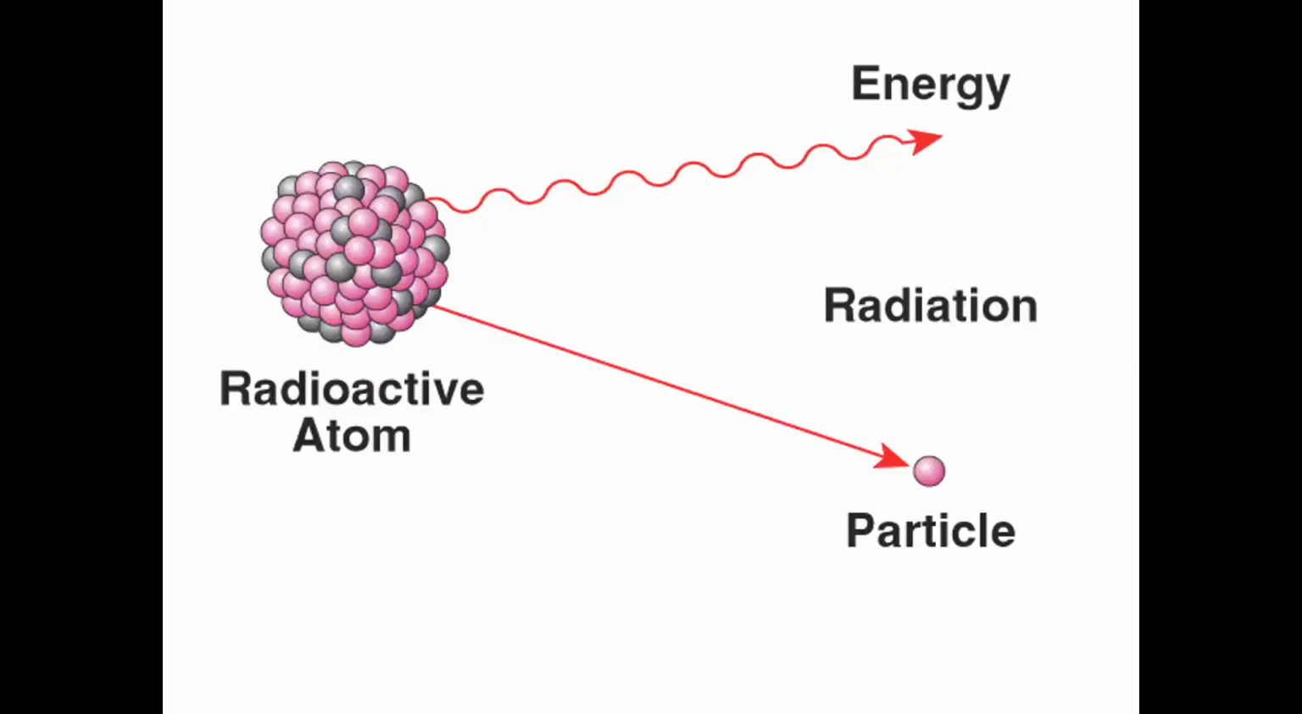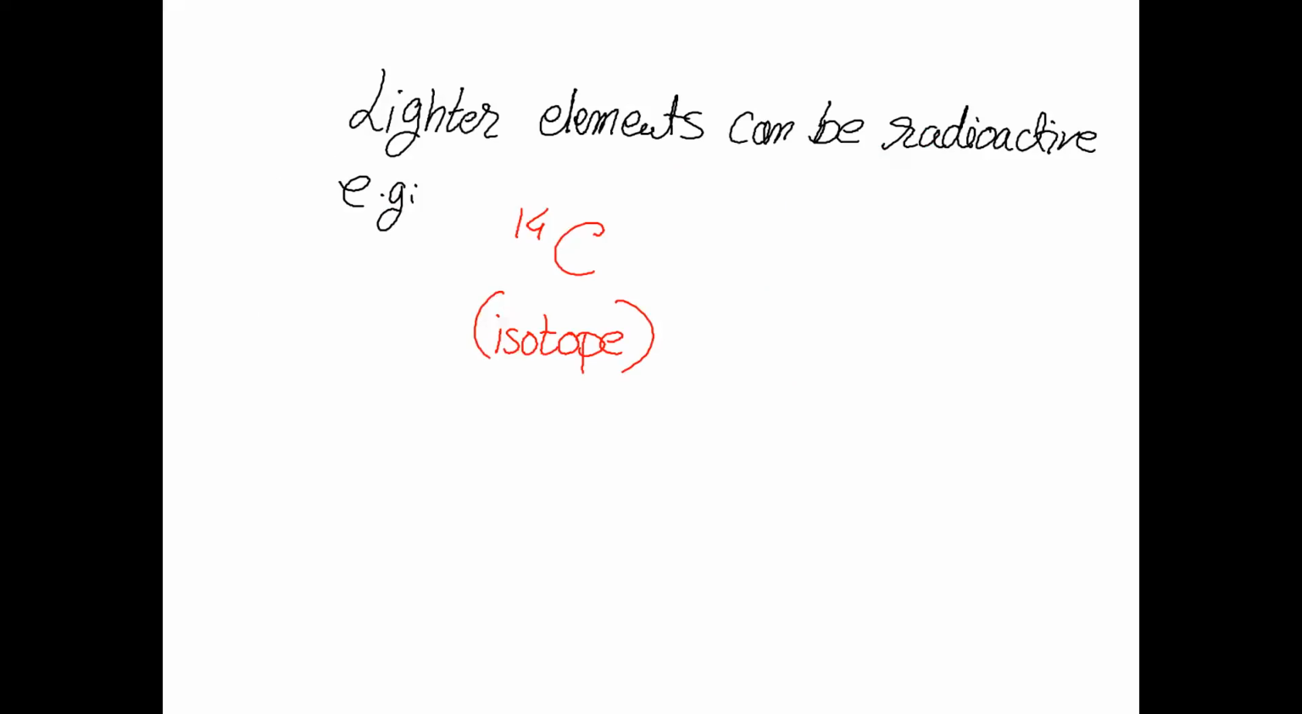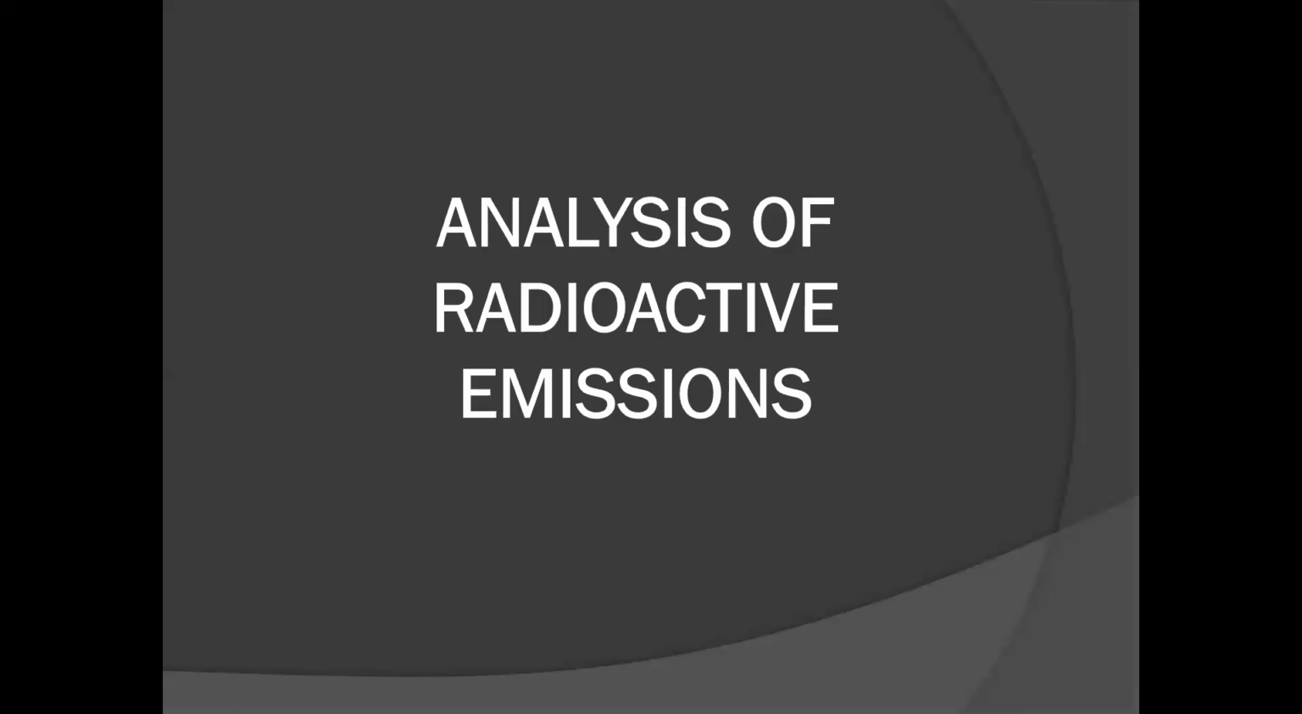All radioactive rays are emitted from the nucleus. Radium, radon, uranium, astatine are the common examples which are naturally radioactive. Lighter elements can be radioactive also, like carbon-14 is a radioactive material. Now give a heading, analysis of radioactive emission.